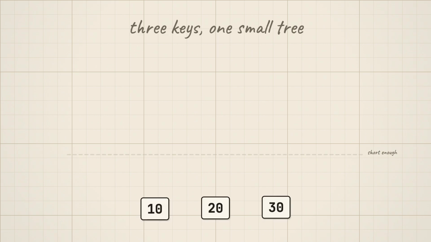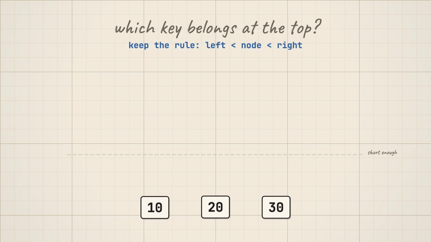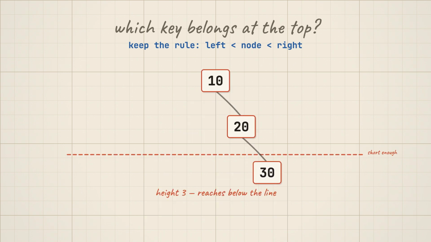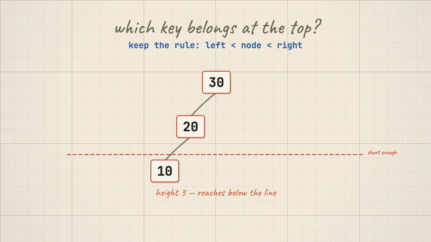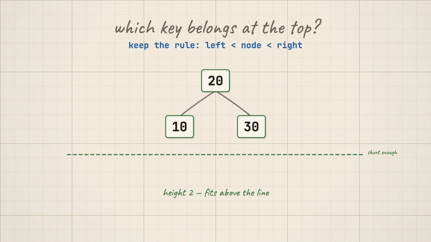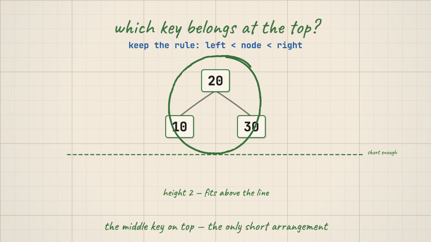Let us begin with the smallest broken tree. We have 3 keys, 10, 20, and 30. We must keep the binary search tree rule, but we also want the tree to be short. Which key should be at the top? If 10 is at the top, both other keys are larger, so both belong on the right. If 30 is at the top, both other keys are smaller, so both belong on the left. But if 20 is at the top, 10 belongs on the left and 30 belongs on the right. The middle key gives us the only short arrangement that preserves the ordering rule.